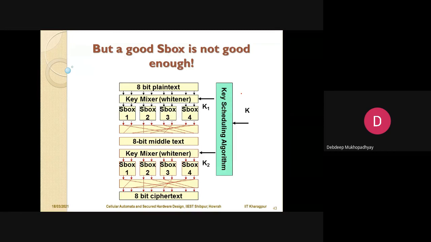Because you also need to have the diffusion layer. The purpose of the diffusion layer is that if a small disturbance is introduced into an S-box, a good diffusion layer will spread it to all the possible S-boxes. So the number of active S-boxes will become more, and that will make attacks much more difficult.